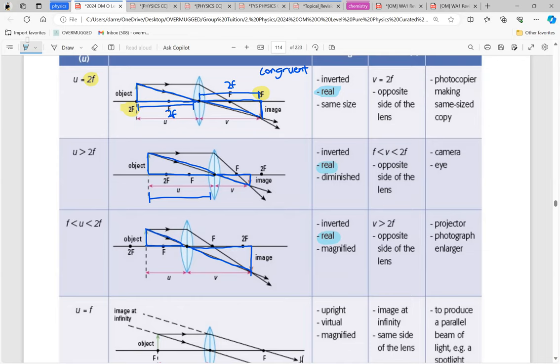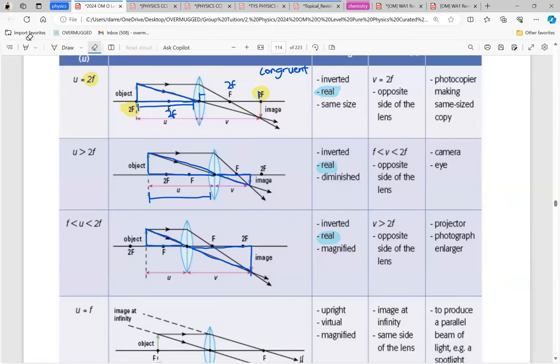Can be captured on the screen, right? In relation to your diagram here, if your two light rays converge, that means they cut across and it forms an image, that image is real. So if I erase away all of these triangles, can you see over here? This light ray 1 and light ray 2, they do cut across one another. If that happens, you get a real image.